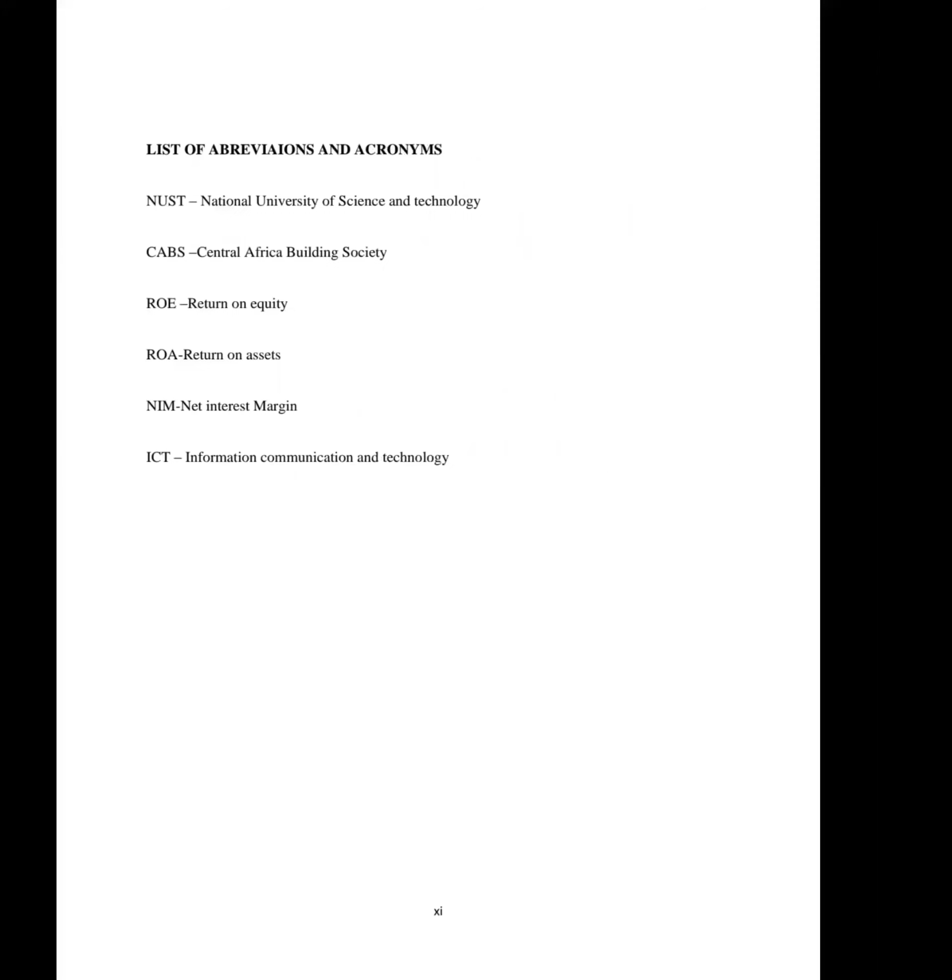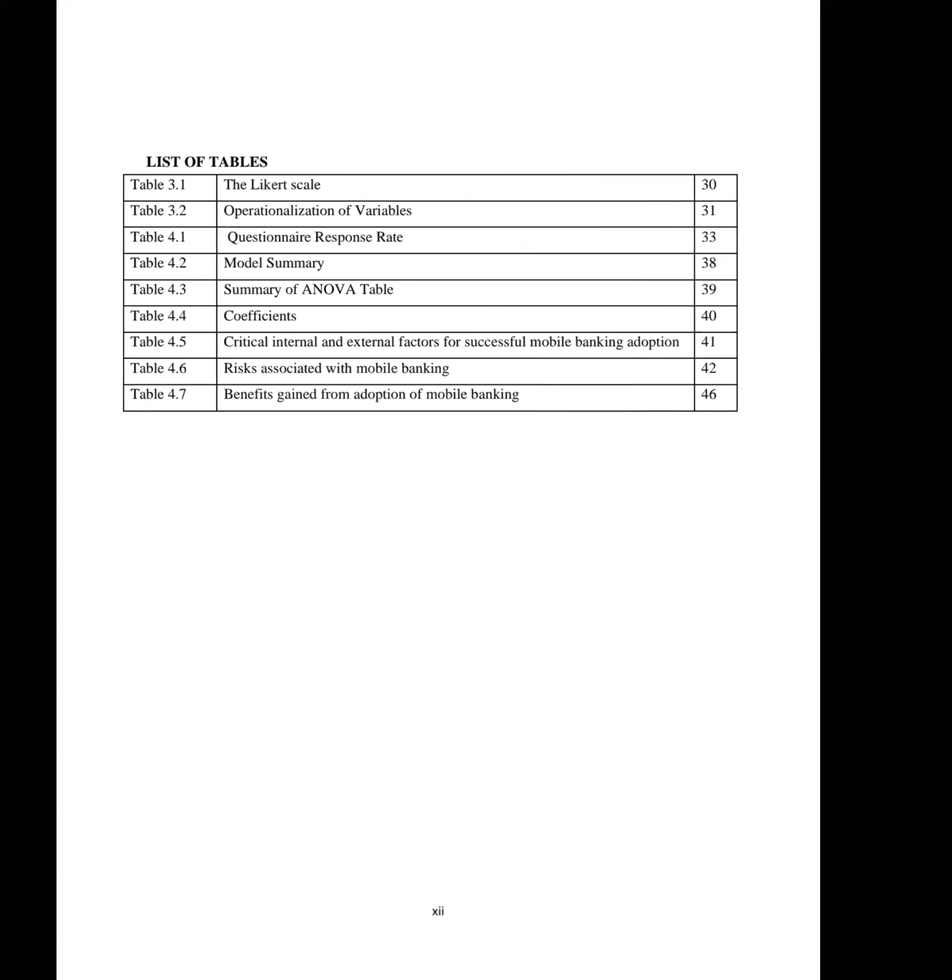And then the next part, in this case page 11 in Roman numerals, is the list of abbreviations, spelled wrongly there, and acronyms that the student used. And then we move on to the list of tables. The list of tables acts as a surrogate table of contents, but this time specifically for tabular presentation of data.